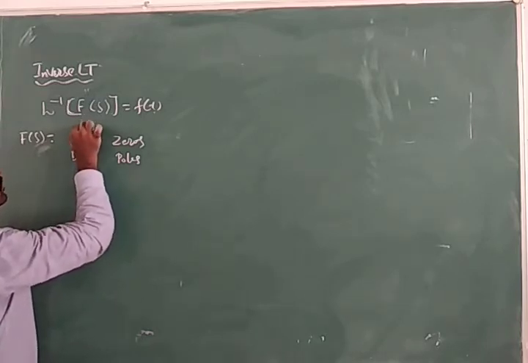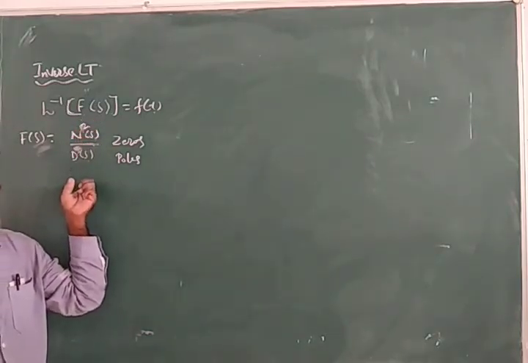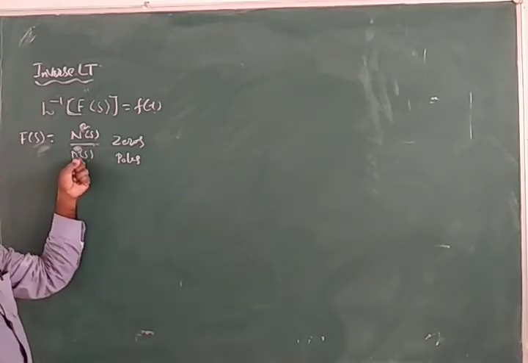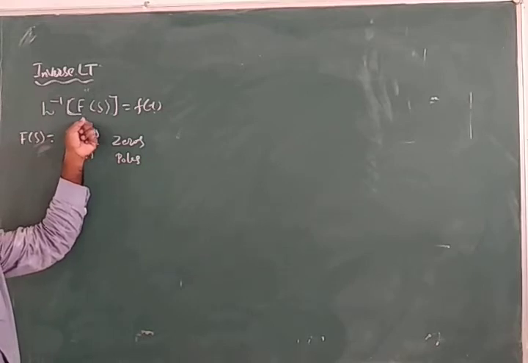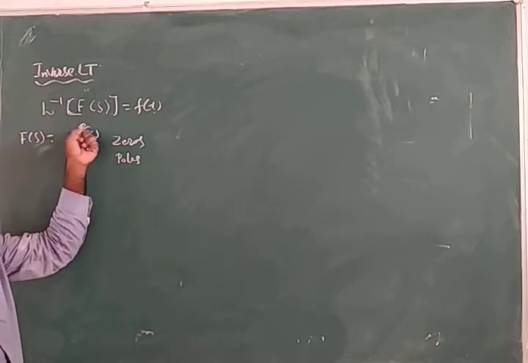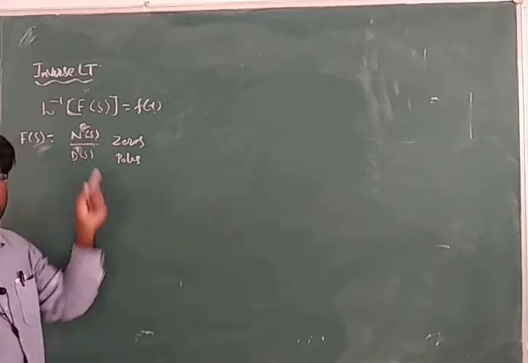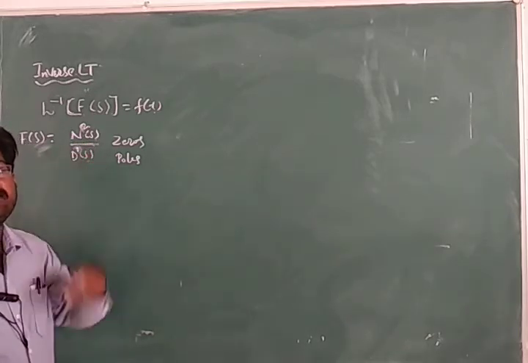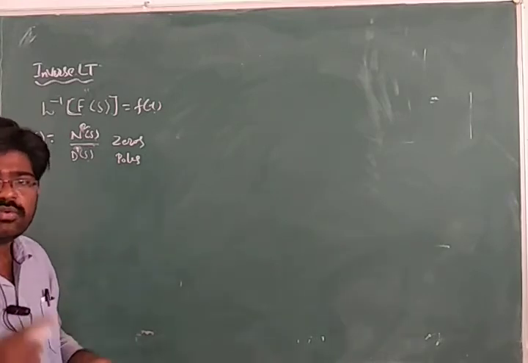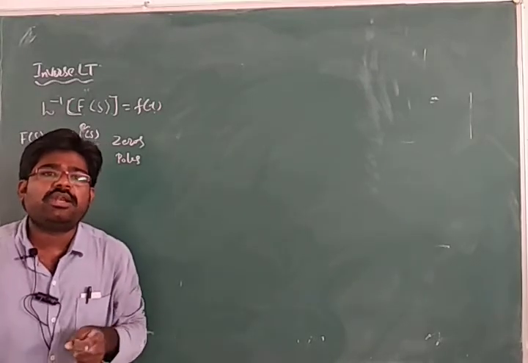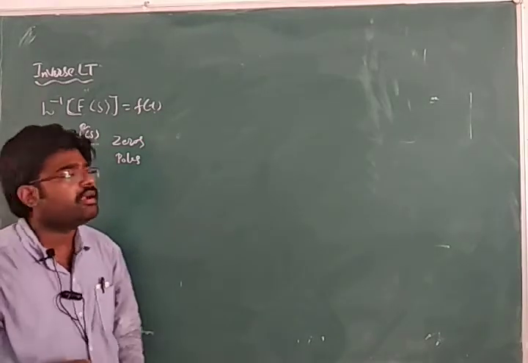Here it is 2 and here it is 3, so for this kind of function we can find the inverse Laplace transformation, because the denominator order is 3, the numerator order is 2, and 3 is greater than 2. If it is 1, in that case we cannot apply the inverse Laplace transformation because it is not satisfying the condition. Understood? What is the main condition? Denominator power should be greater than or equal to numerator power.